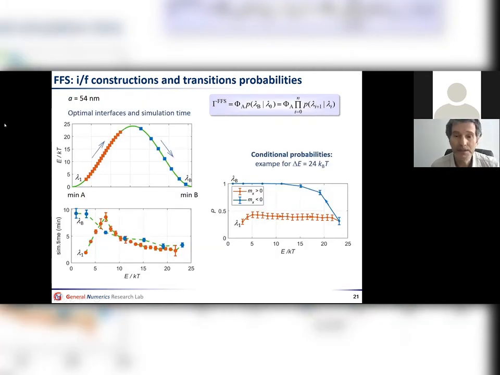And the method works very well. You can see it in the independence of the probability on the interface position, which should be for the optimal forward flux.